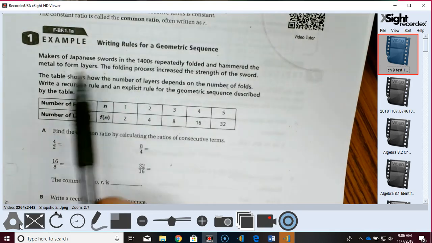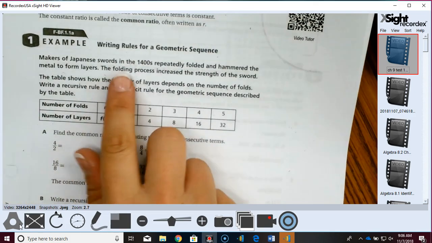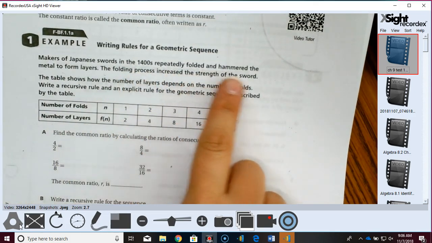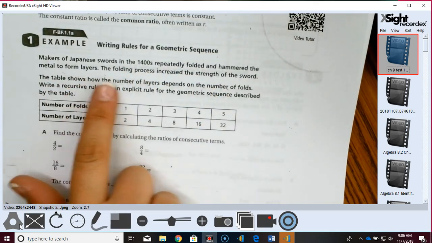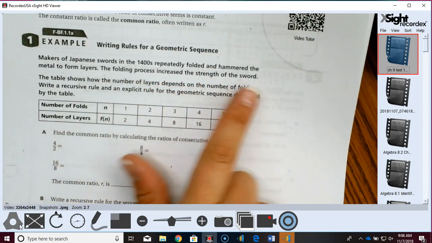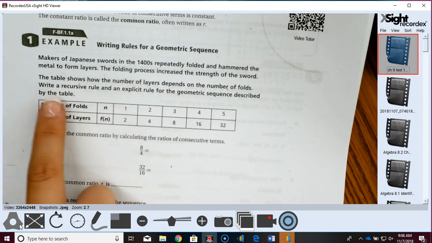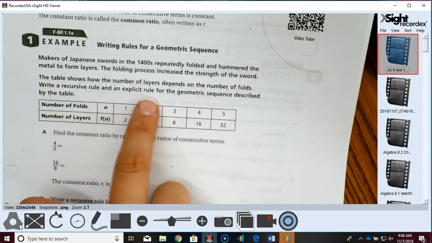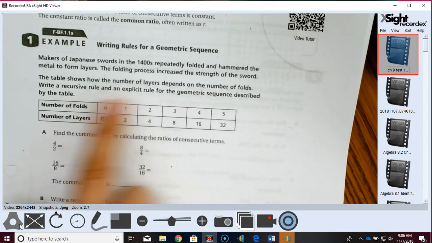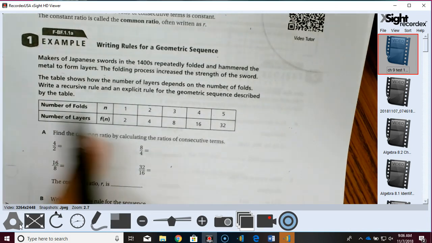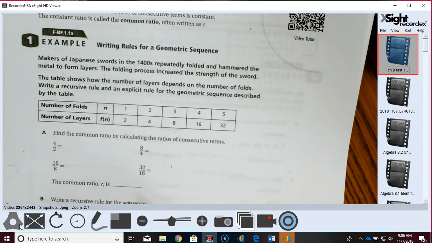Makers of Japanese swords in the 1400s repeatedly folded and hammered the metal to form layers. The folding process increased the strength of the sword. The table shows how the number of layers depends on the number of folds. Write a recursive rule and an explicit rule for the geometric sequence described by the table. Find the common ratio by calculating the ratios of the consecutive terms.